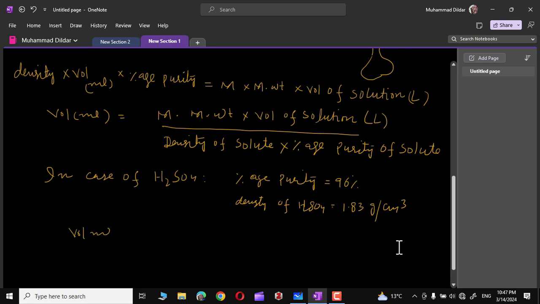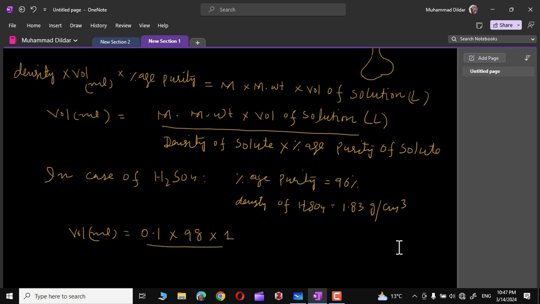Volume in ml is equal to molarity that we are going to prepare, 0.1, into molecular weight of H2SO4, which is 98 gram per mole. Volume of the solution that we are preparing is, let's say, 1 liter. If it is 500 ml, then you must write 500 ml divided by 1000 to convert it into liters, divided by density 1.83, percentage purity in this particular case is 96%. So you would write 96%, which means 96 divided by 100.